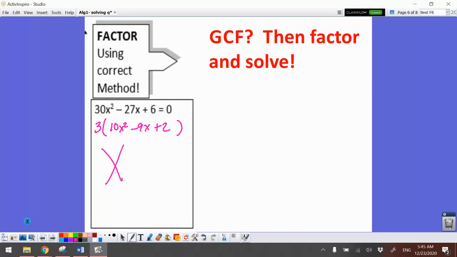So go ahead and use your Xbox method to be able to find those factors. And let's go ahead and see if we can get this solved. So hit pause and see what you can do with it.